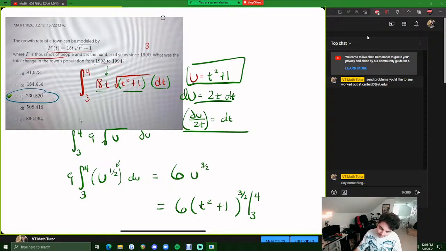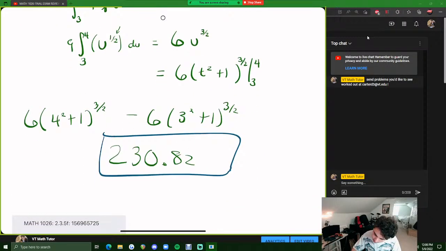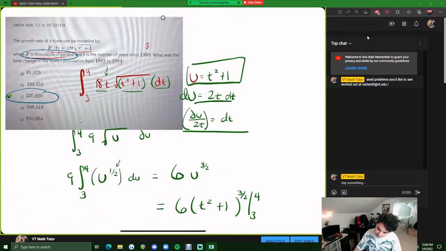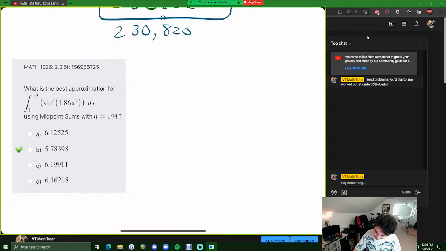Now let's justify it. P is in thousands of people. P is in thousands of people. So 230 represents 230,000 people. So as a real value, this is 230,820. And that's where this comes from. All right, let's keep it going.